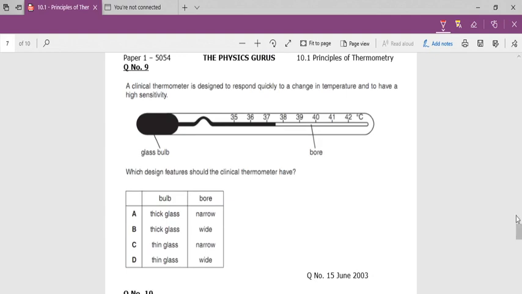Question number 9, again question related with the sensitivity. Which design feature should be used in the thermometer to have highest sensitivity? So for question number 9, the walls should be thin and the bore should be narrow. Why the walls should be thin? So that heat energy will conduct it very quickly, and then the liquid will start expanding.